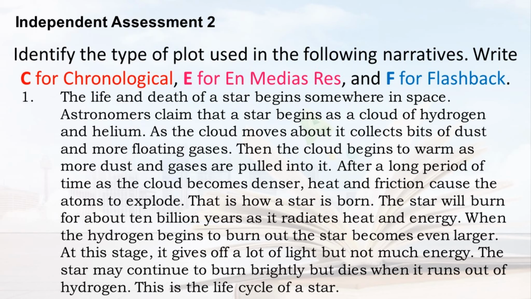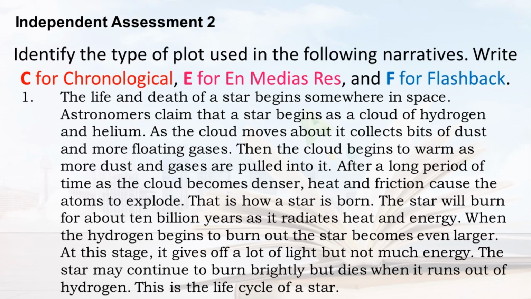1. The life and death of a star begins somewhere in space. Astronomers claim that a star begins as a cloud of hydrogen and helium. As the cloud moves about, it collects bits of dust and more floating gases. Then the cloud begins to warm as more dust and gases are pulled into it. After a long period of time, as the cloud becomes denser, heat and friction cause the atoms to explode. That is how a star is born.